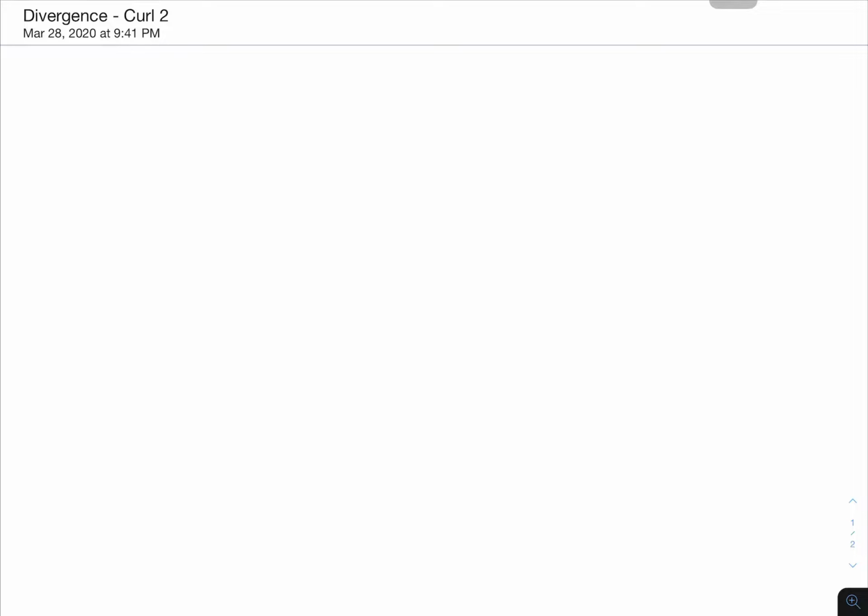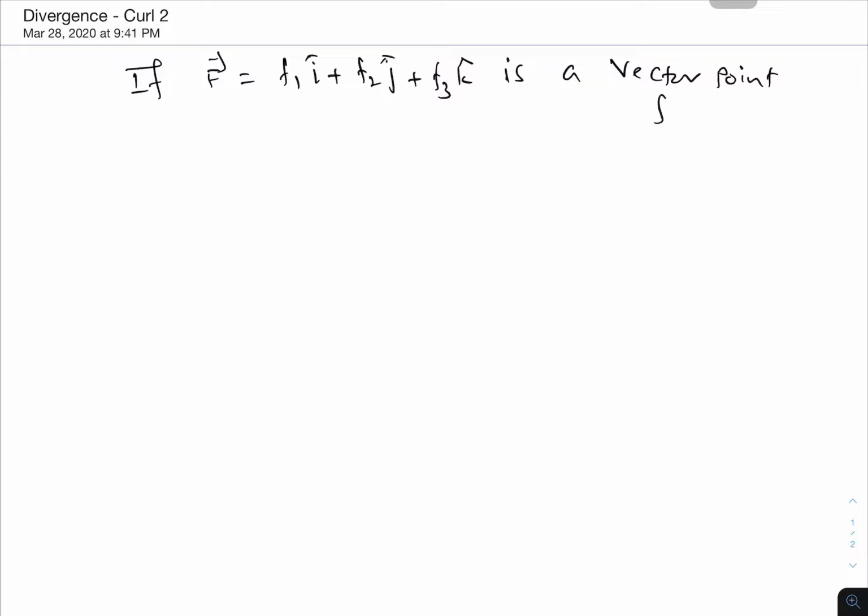Hello friends, let us recall about the divergence and curl. So yesterday we have learned that if f, which is equal to f1 i plus f2 j plus f3 k, is a vector function, and of course it should be differentiable also, then divergence of f is del dot f.